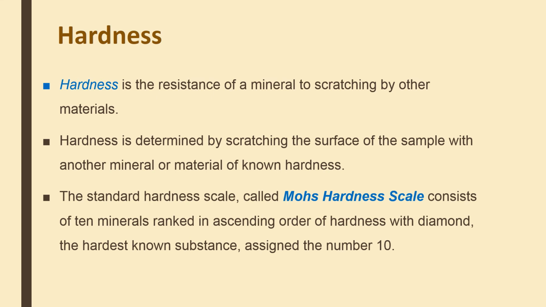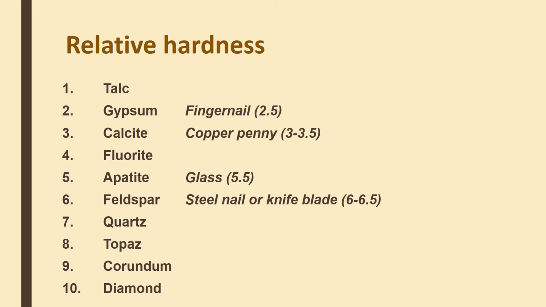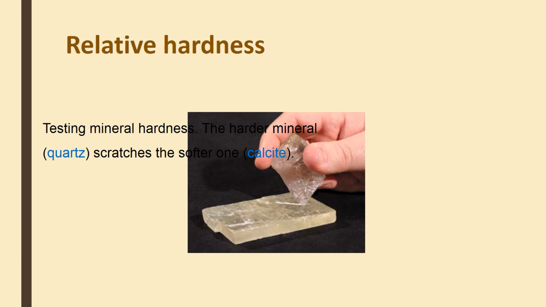This is called the Mohs hardness scale. It starts from 1 and ends at number 10. Here is the scale, as we mentioned: talc, gypsum, calcite, fluorite, apatite, feldspar, quartz, topaz, corundum, and diamond. This is the way we test mineral hardness. A harder mineral, quartz, scratches the softer one.